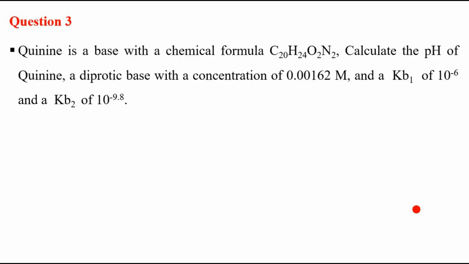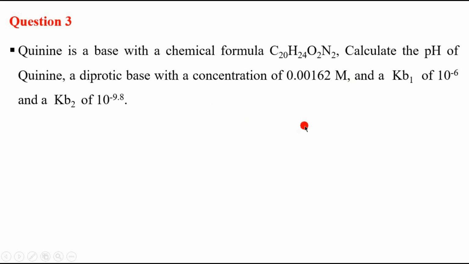Let's quickly move to question number 3. They are saying quinine is a base with a chemical formula. This one: calculate the pH of quinine, a diprotic base with a concentration of this one. The Kb1 was given and Kb2 was given. So that means quinine has 2 nitrogens, it is a base. That means there are 2 nitrogens. They will attract the hydrogen, liberating hydroxide in the water. So the Kb1 and the Kb2 were given.